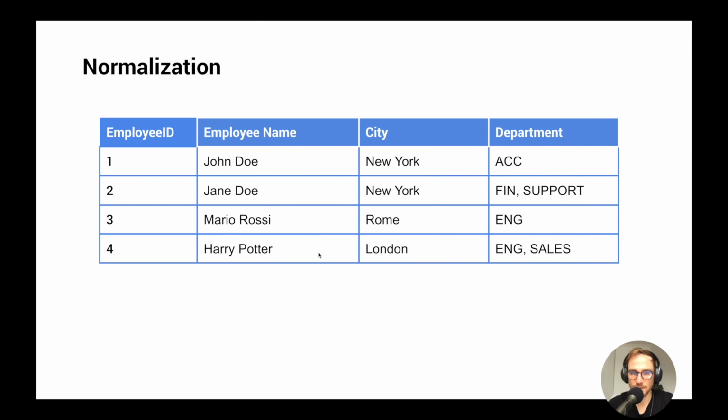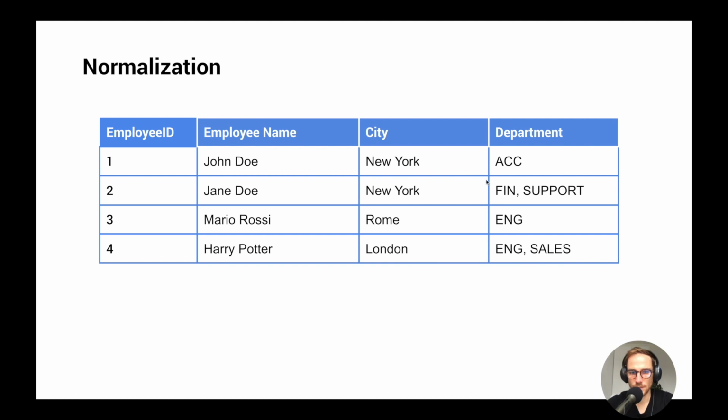Okay, so starting from this example, we have an employee table with employee ID, name, city, and department. We're going to transform this table using the first, second, and third normal form. We can already see that, for example, the department one has different values in one column, which usually is not compliant with the normalization form. So the idea is to transform this table going through each of the steps from first to third normal form.